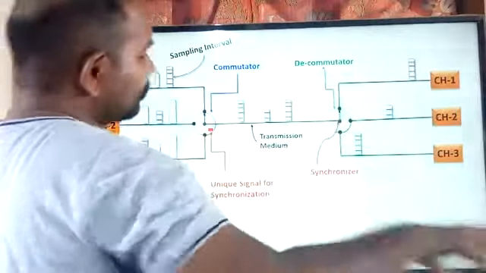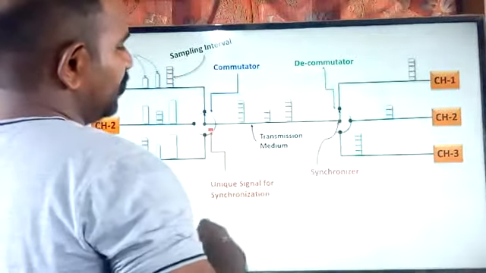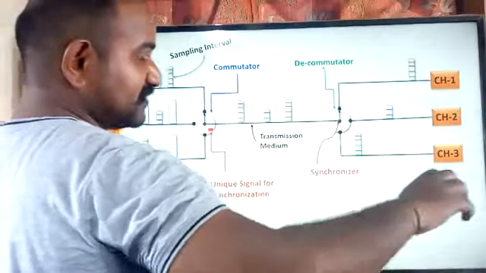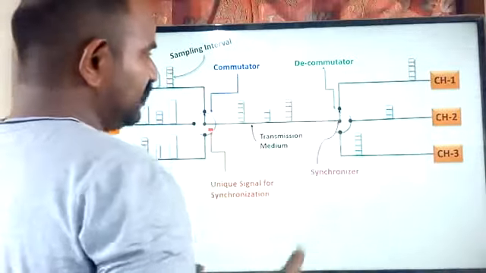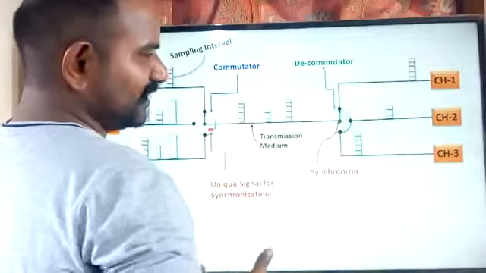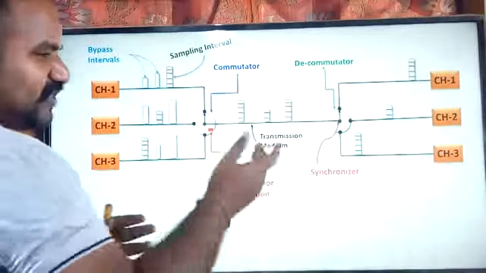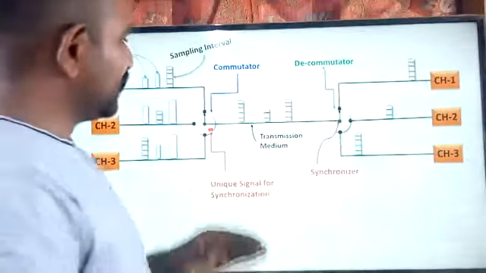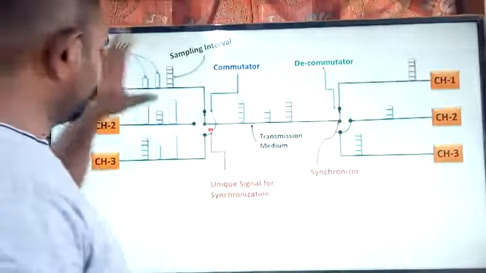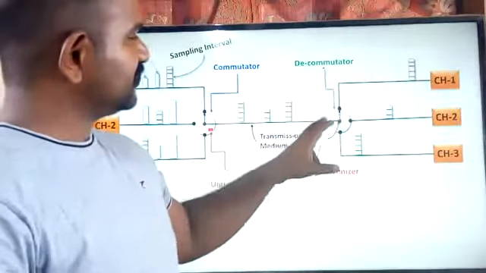information, but that path is not going to be used by all the channels at a time. It is going to be used for every time period. Means it is the sampling rate. Based on the sampling rate, it is going to be used by the respective channels. At the decommutator, it is taking the responsibility.